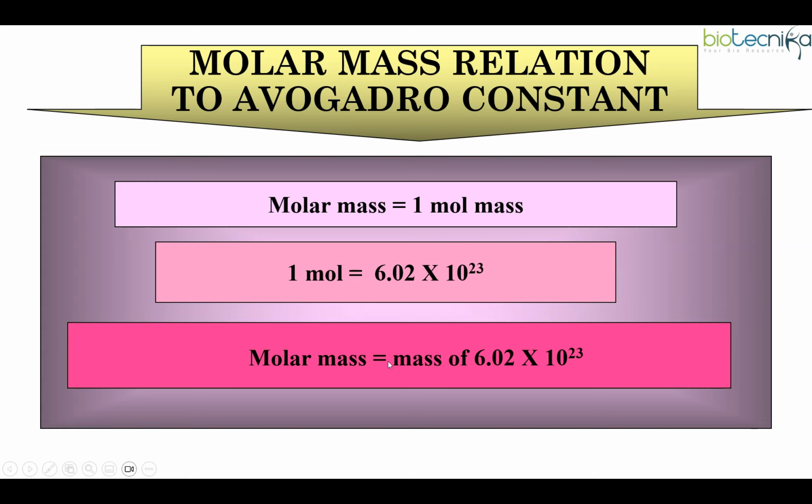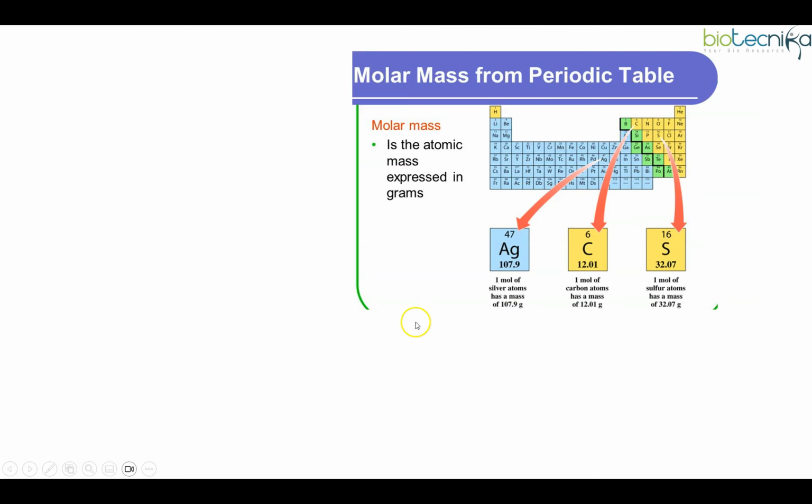Then what exactly is molar mass? It is the mass of 6.02 into 10 to the power 23 particles. Thus, if you take molar mass of an atom, it would mean the mass of this many atoms. If you take molar mass of a molecule, then it would mean the mass of these many molecules. Now, exactly how much is the molar mass? For this, we have to refer to the periodic table.